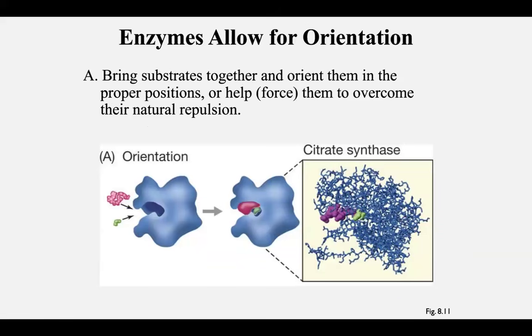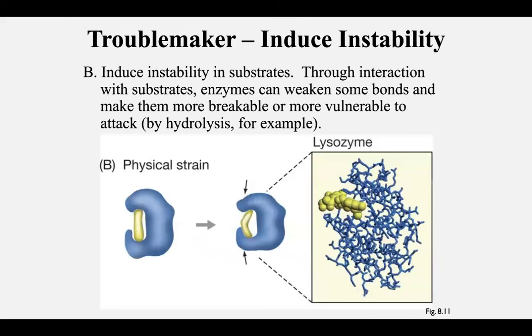So enzymes allow for different orientations of the substrate. After binding with the substrate, they can help orient them in the proper positions or force them to overcome a specific repulsion. Another way is through inducing instability in the substrates themselves. By binding with the substrate, enzymes can actually weaken bonds and make them more vulnerable to attack by hydrolysis, which changes, obviously, the structure of the substrate.